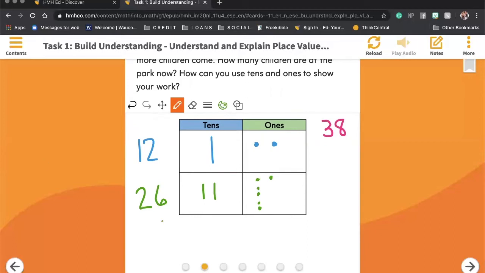So let's go ahead and add the pictures together. I have 2 ones and 6 ones. If I count them all up, I have 1, 2, 3, 4, 5, 6, 7, 8 ones. And let's count my groups of 10. 1, 2, 3, or 10, 20, 30. 38. So my 2 numbers match.